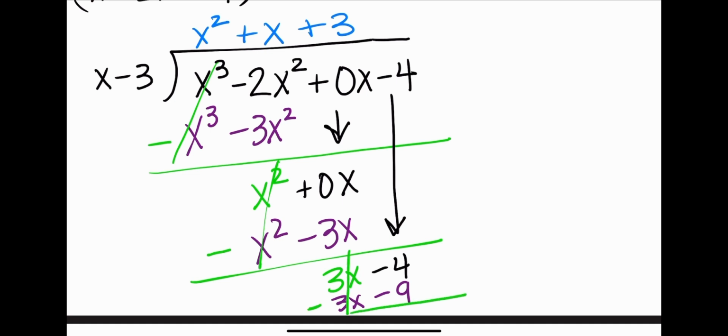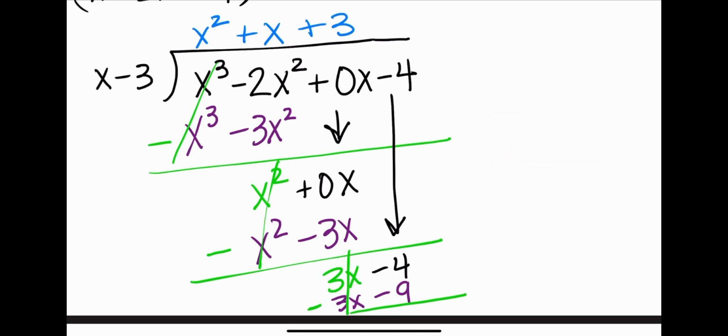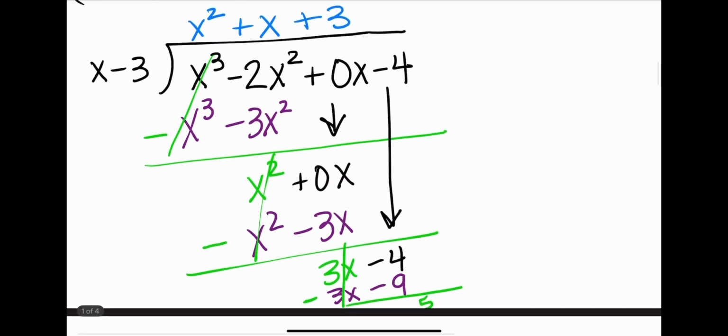This is going to cancel out. Negative 4 minus negative 9 is negative 4 plus 9, which is 5. We get 5 here. And as you can see, there's nothing else to bring down here. So 5 is our remainder.